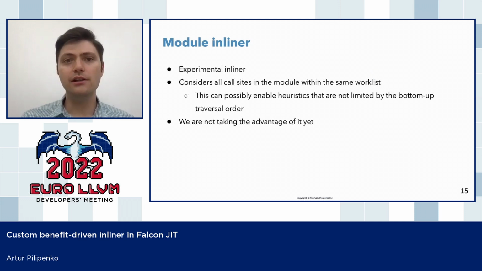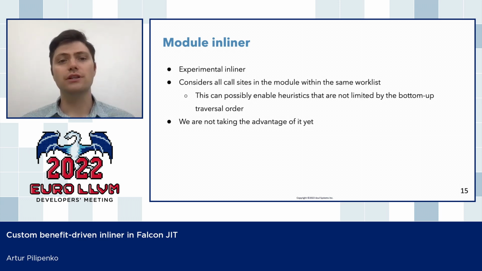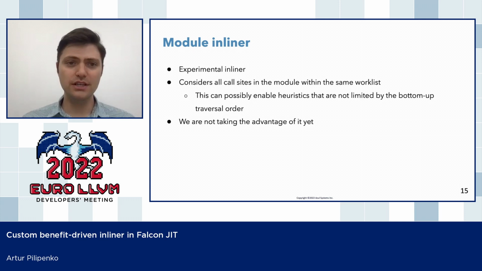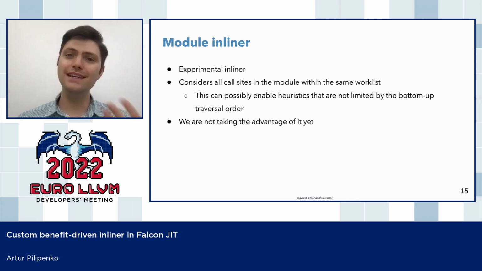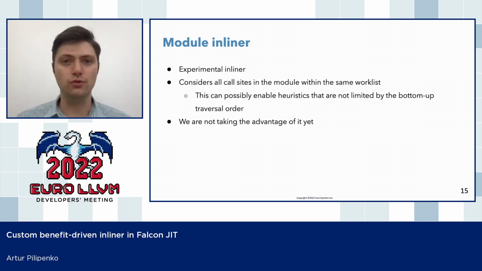Another inliner in LLVM is the module inliner. It is experimental, and it considers all call sites from the module within the same work list. And this can possibly enable heuristics that are not limited by the bottom-up traversal order. We're not taking advantage of this yet, but this is the direction this experiment is headed towards.